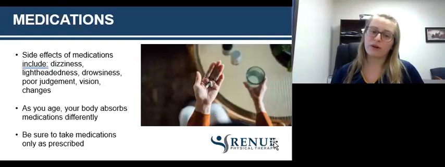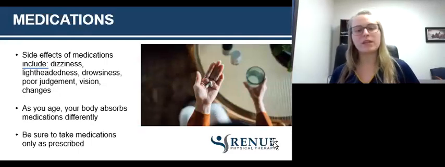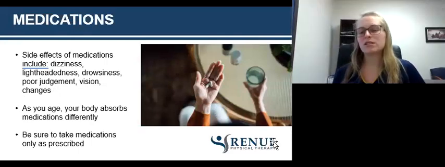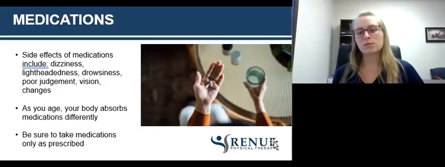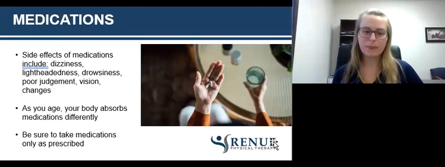Medications are also very important to maintaining good health. It is important to take your medications as prescribed by your doctor and to only change the dose if your doctor says so. As we age, medications can be absorbed differently as your metabolism slows down, so it is important to talk to your doctor if you are having side effects from your medications. Some side effects can include dizziness, lightheadedness, drowsiness, poor judgment, and vision changes.